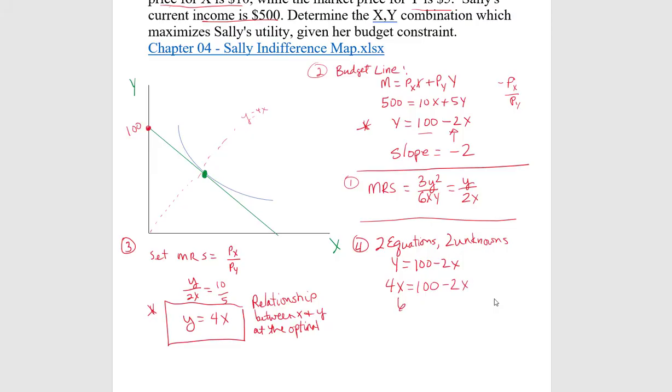So adding the 2x across, 6x equals 100, or x equals 16.7. At the optimal point, the place where the budget line and the indifference curve meet, this person, Sally, would consume 16.7 units of x to be at the optimal. That gives us that optimal number of units of x, but we still need to find y.